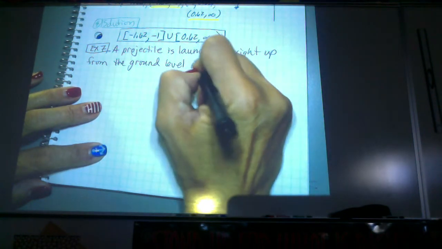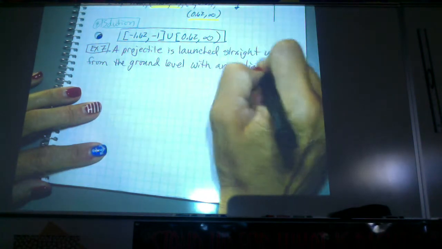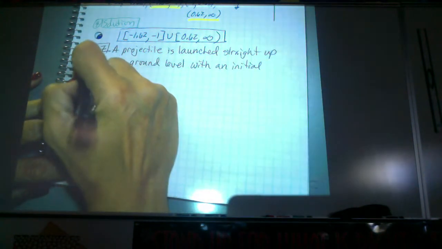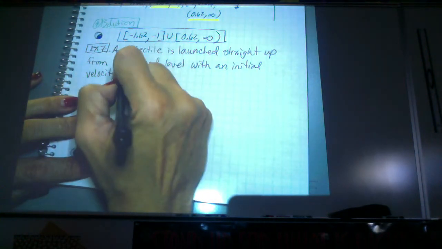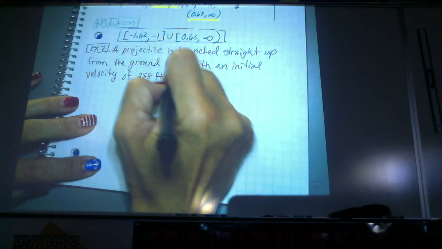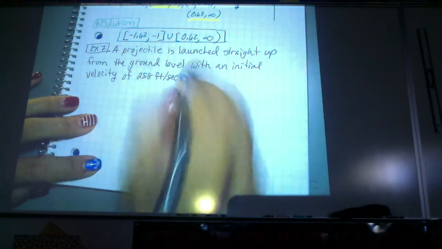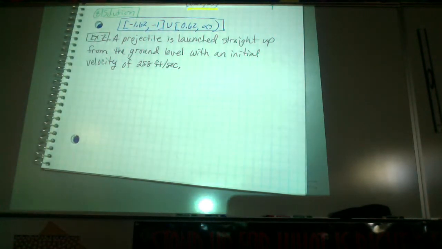with an initial velocity of 288 feet per second. So that's not even the question, that's just information. So get that written down, we'll talk about the question.